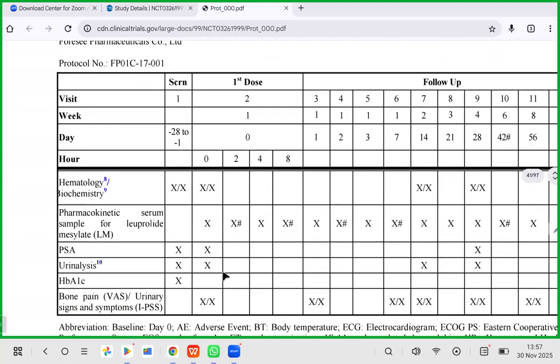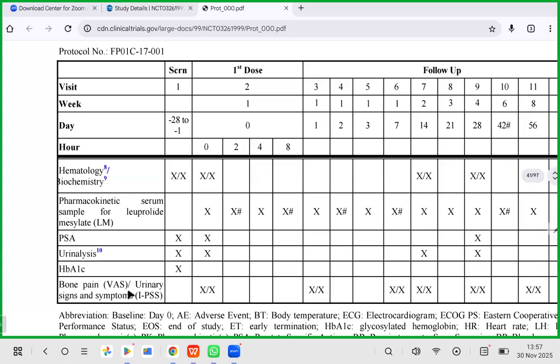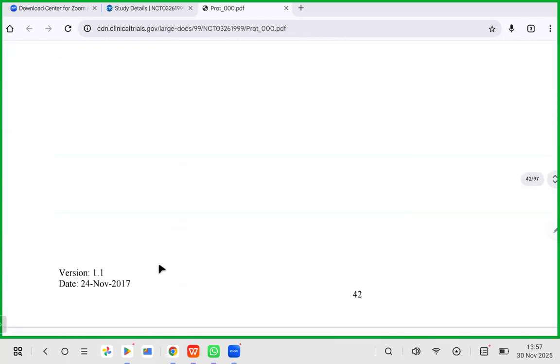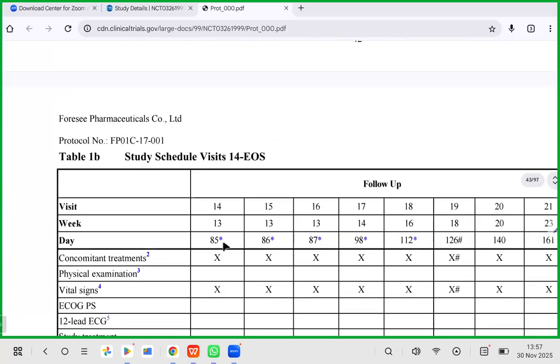Apart from that, they are taking urine analysis at screening. They are taking urine analysis at day one, and they are taking urine analysis at day two also. For any trial, you can find the protocol here.